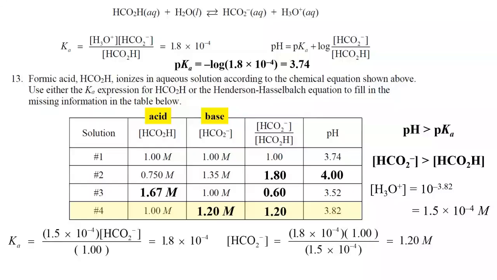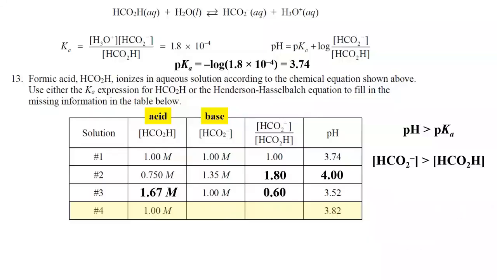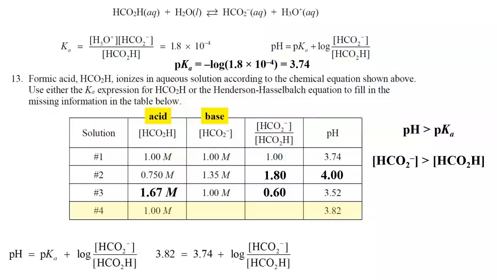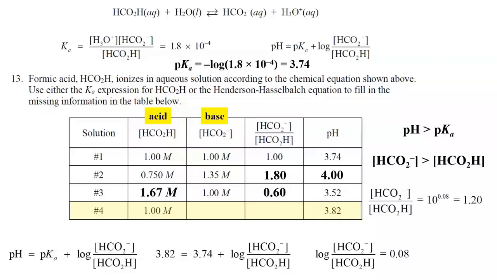Now I will use the Henderson-Hasselbalch equation to do those same calculations for solution 4. So I'll start with the Henderson-Hasselbalch equation. pH of 3.82 is equal to the pKa of 3.74 plus the log of that ratio. So 3.82 minus 3.74 gives me a value of 0.08. So the log of that ratio is equal to 0.08. 10, the number 10, to the 0.08 gives me a value of 1.20.